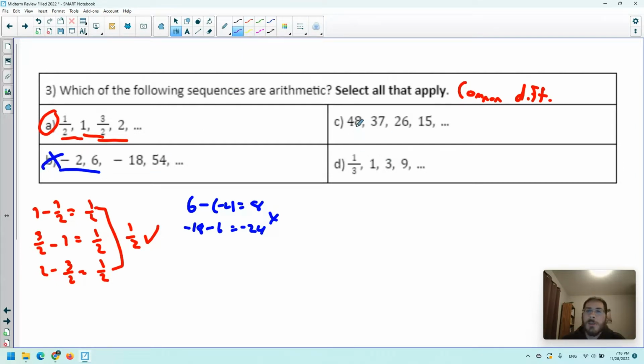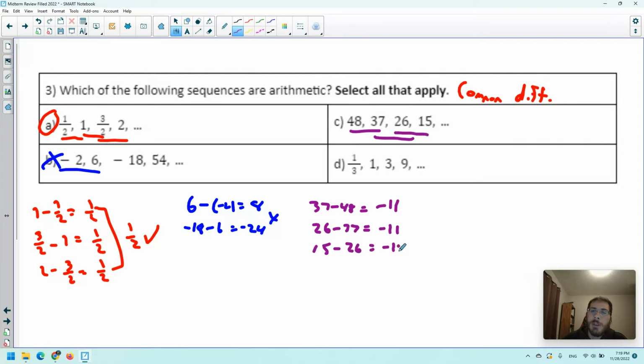If we want to check out C, here we got to do 48 and 37. So 37 minus 48 is negative 9. That's not negative 9. Oops. That'd be negative 11. So we're going down by 11. The next set then is 26 minus 37, negative 11. And then the final set, 15 minus 26, is also negative 11. So this way, we're going down by 11 every time. Since we're going down by 11 every time, we do want to pick C.